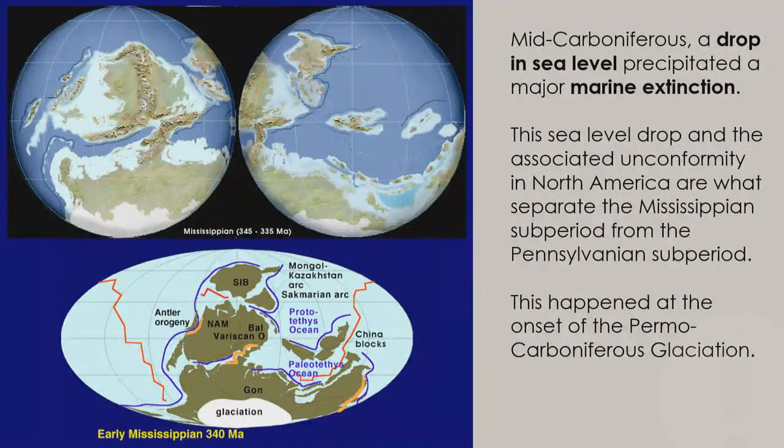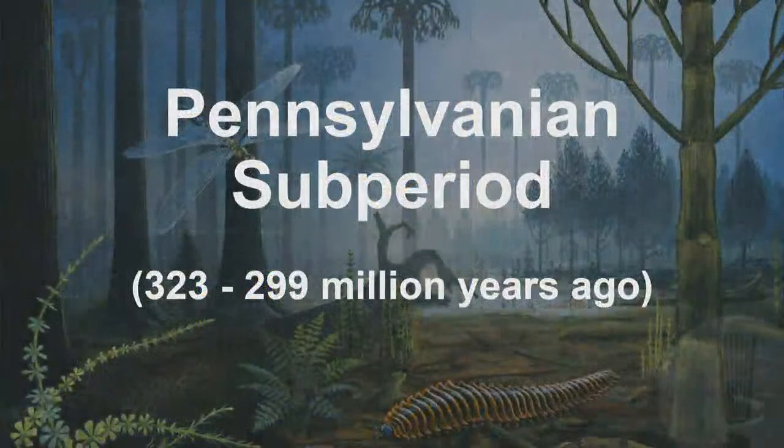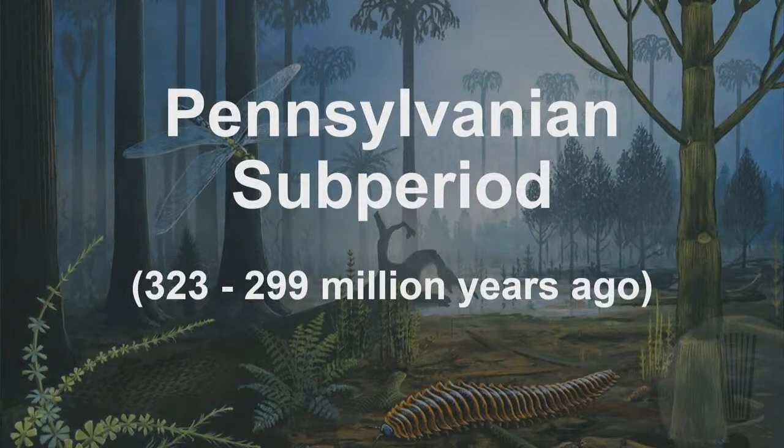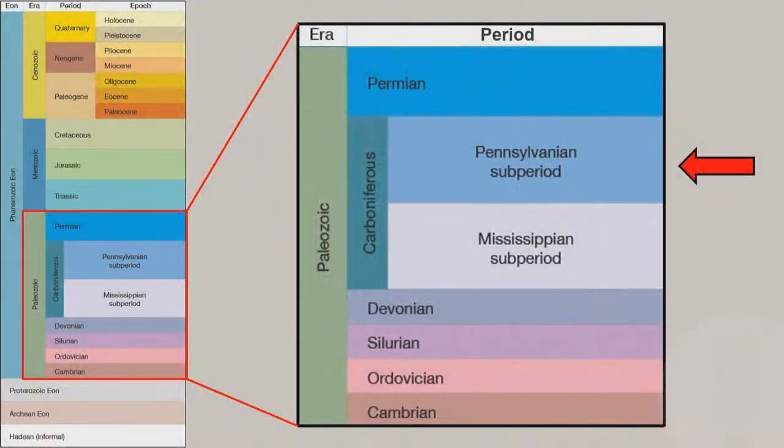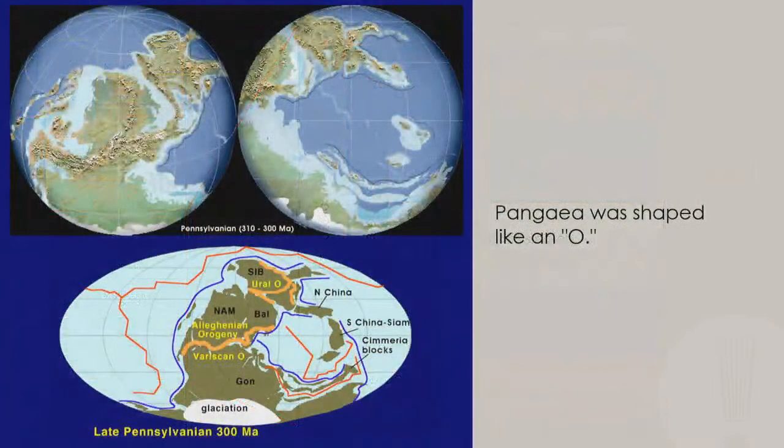Mid-Carboniferous, you get a drop in sea level, which precipitated a major marine extinction. So now we're in the Pennsylvanian subperiod, that second subperiod of the Carboniferous. Also keep in mind, this was a time when insects were very large. You had these huge dragonflies and huge millipedes that could take out you or me. Pangea was shaped like an O during this time.